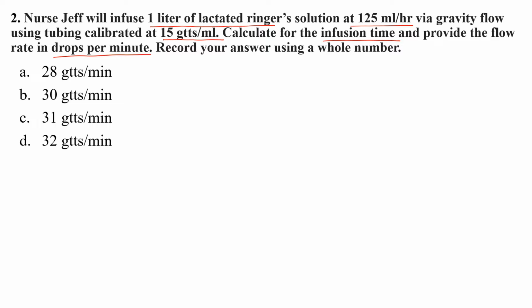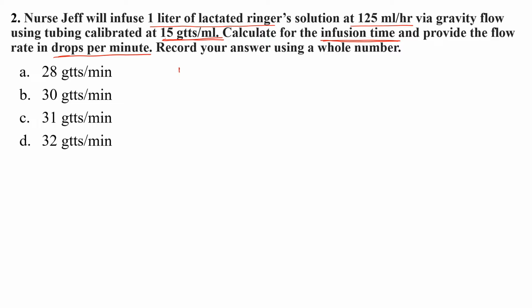So here the question says the nurse Jeff will infuse 1 liter of lactated Ringer's, that is 1000 ml, at the rate of infusion, that is 125 ml per hour. Then the drop factor is given as 15 drops per ml. The question asks us to calculate the infusion time, that is how much time it will take for this 1 liter of lactated Ringer's to finish, and also to calculate drops per minute. The options given are option A 28 drops per minute, option B 30 drops per minute, option C 31 drops per minute, option D 32 drops per minute.